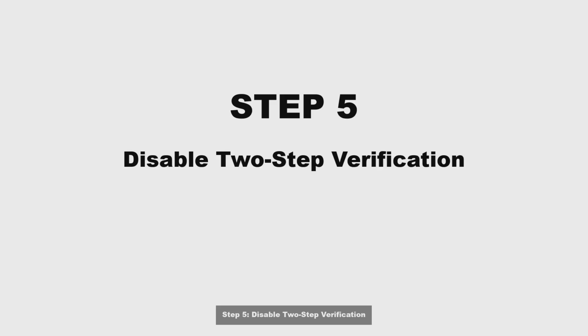Step 5. Disable two-step verification. You will see an option to disable two-step verification. Tap on Disable and follow the prompts to confirm your choice. You may need to enter your 6-digit PIN to complete the process. Once you have completed these steps, two-factor authentication will be disabled on your WhatsApp account.